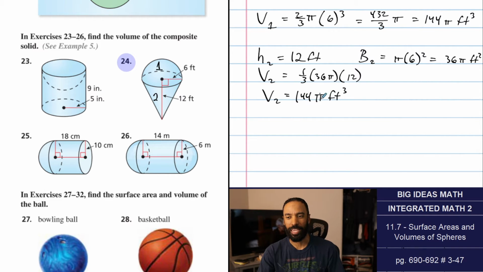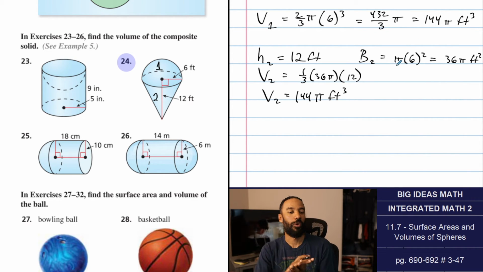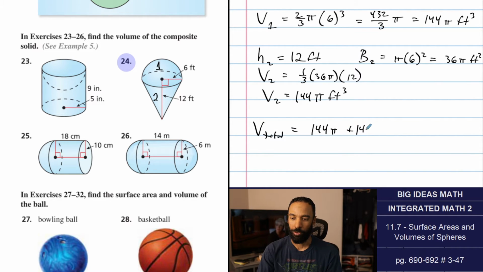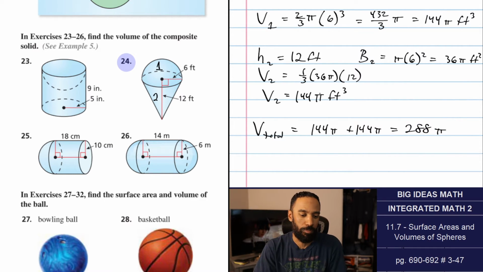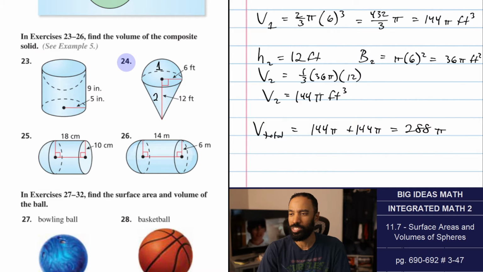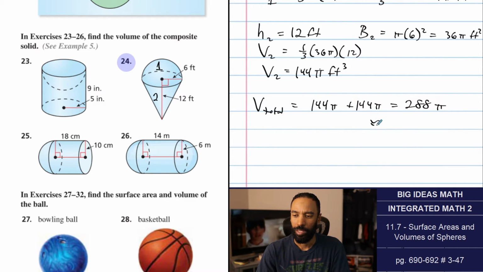Oh, I guess it's okay that they're the same. We're not subtracting them, we're adding them. I was like, we're going to have a volume of 0, guys. No, apparently the volume of the hemisphere is the same as the volume of that cone. Interesting. So the total is 144 pi plus 144 pi, which is 288 pi, or 904.78 cubic feet.